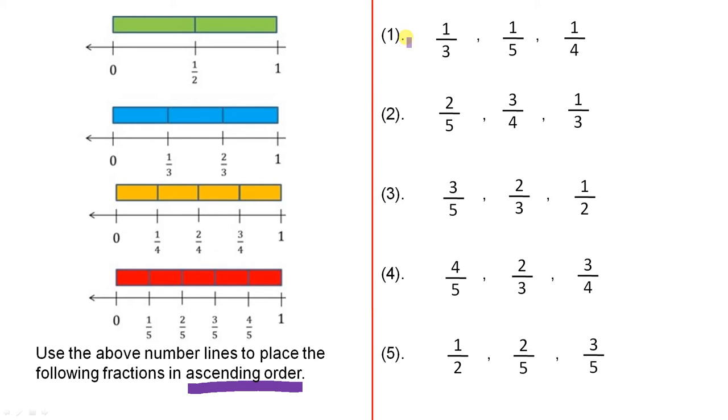So for number one, for example, you look at those three fractions there, you find out where they are here, and that will help you to write them in ascending order. And it's the same for each question. Locate the three individual fractions in each particular question. Once you've done that, this is quite easy to answer.